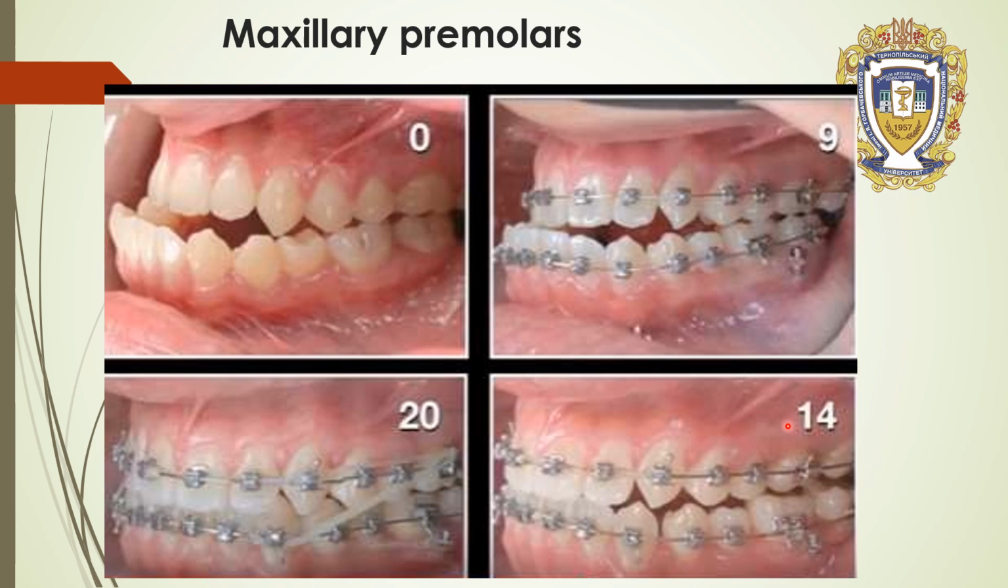At 14 months, correlation between canines and premolars is almost correct, but after 20 months of treatment with third class elastics, treatment is almost finished with a very good result.